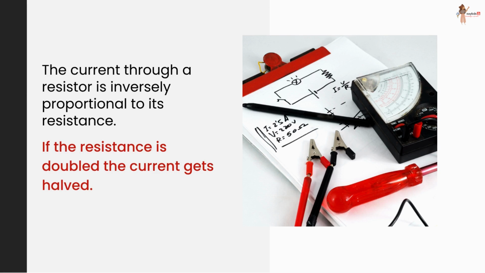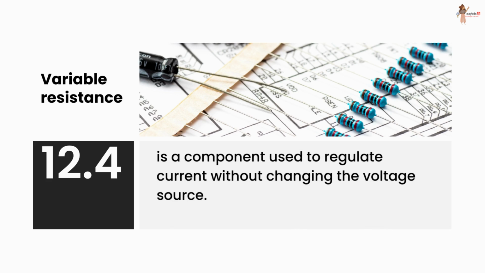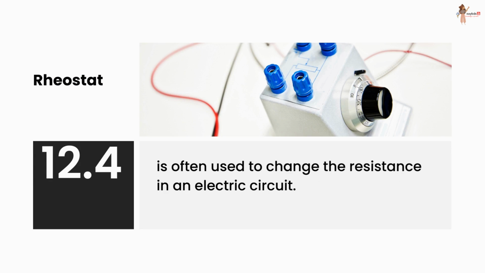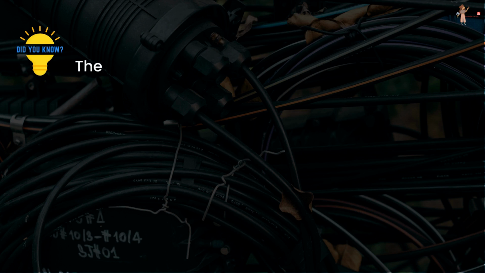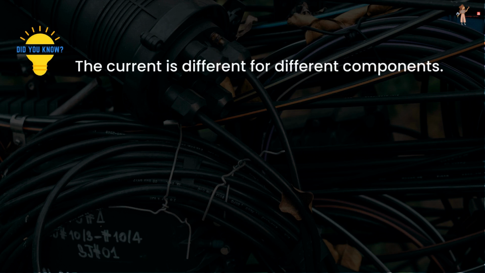In many practical cases, it is necessary to increase or decrease the current in an electric circuit. A component used to regulate current without changing the voltage source is called variable resistance. In an electric circuit, a device called rheostat is often used to change the resistance in the circuit. Do you know? The current is different for different components. Now the question is, why do they differ?